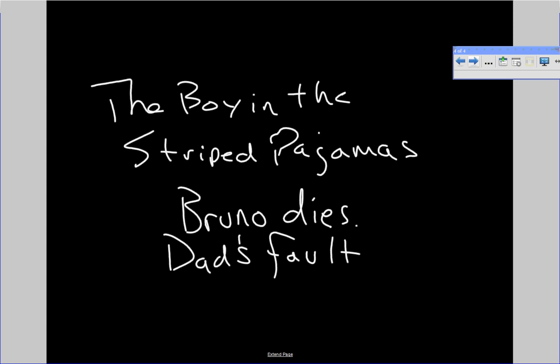In fact, what Bruno demonstrates throughout the entire novel and film is a need to play with other kids, sort of this enduring love for other people. I think that he's seen as a perfect person.